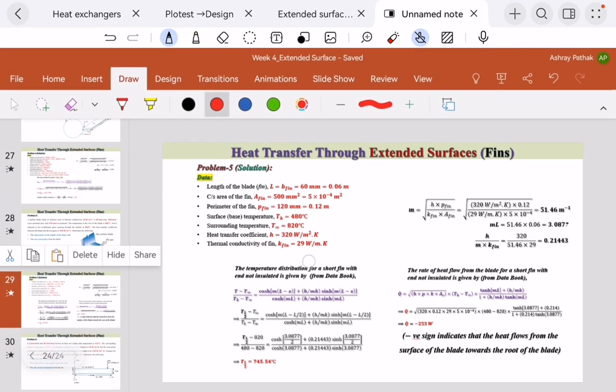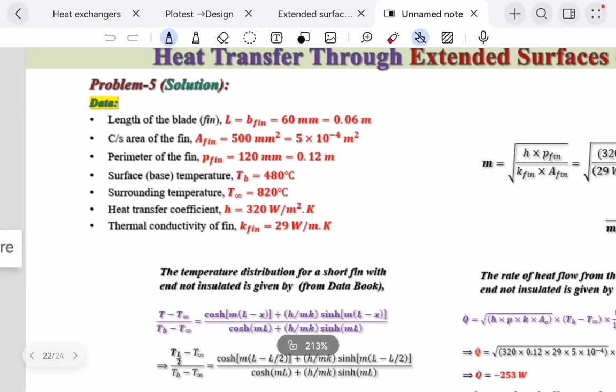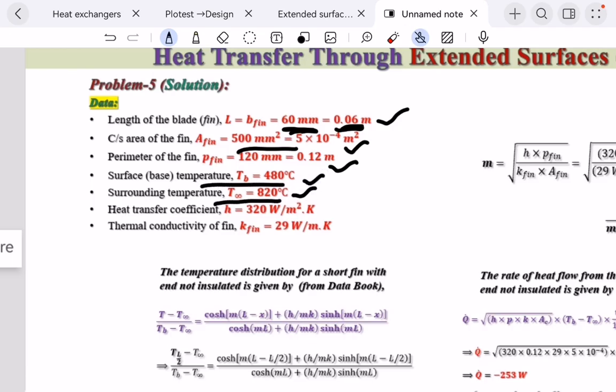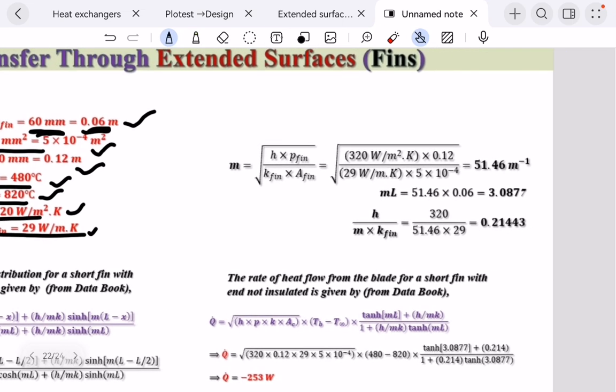So let's list all the variables that are given to us. The length of the blade is 60 mm, which is 0.06 meter. The cross section area of the fin is given to us. The perimeter of the fin is given to us. The base temperature is given. The surrounding temperature is given. H is given and K is given. Let's find out what is M. So M, that's the first step. M is the root of H into P divided by K into A. If you plug in all the numbers from the given data, we get M around 51.46 meter inverse, right?